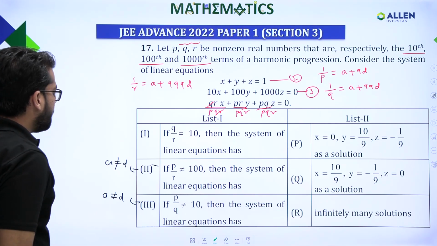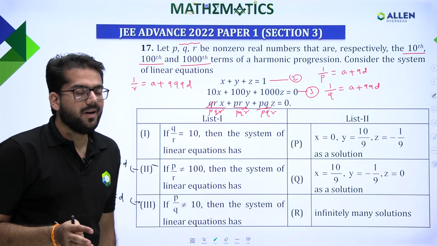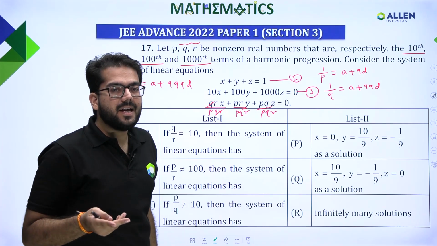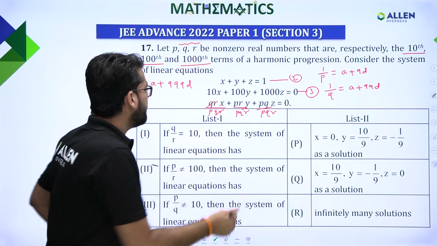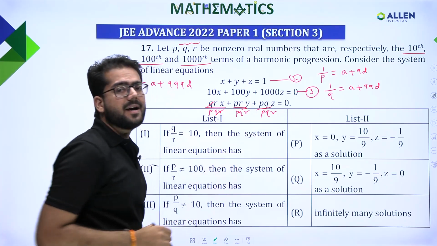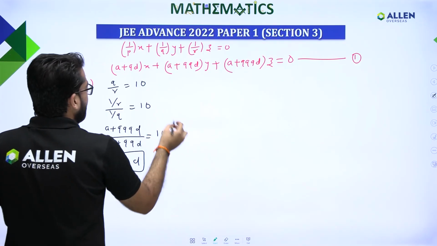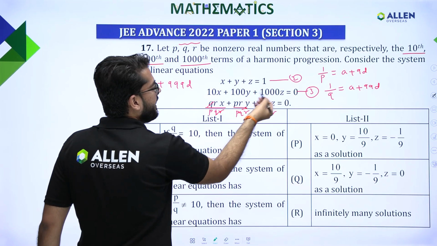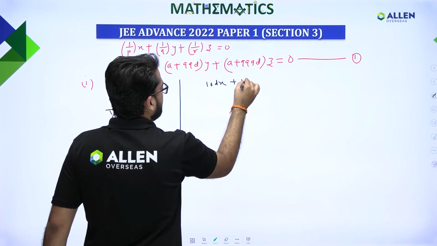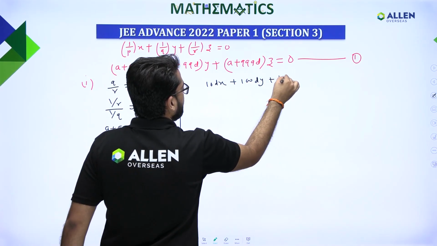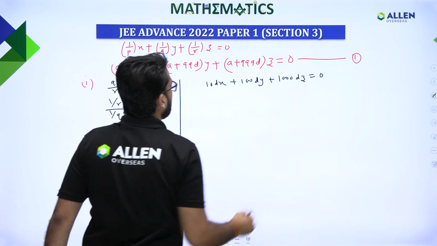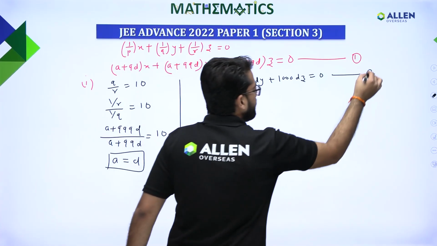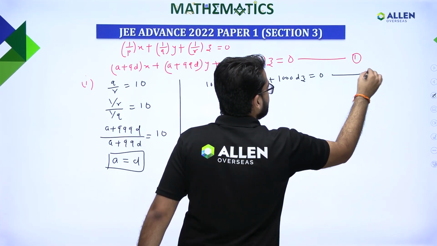Now, actually, we have the relation between a and d. So, can we manipulate our equation number 3 and 2 in terms of a and d? Equation number 3, we can easily manipulate once we multiply by d on the LHS and RHS. Yes, definitely. So, then we have 10 dx and the next one 100 dy and 1000 dz is equals to 0. Now, this is the equation number 3 we already took. So, let's say this is equation number 4.